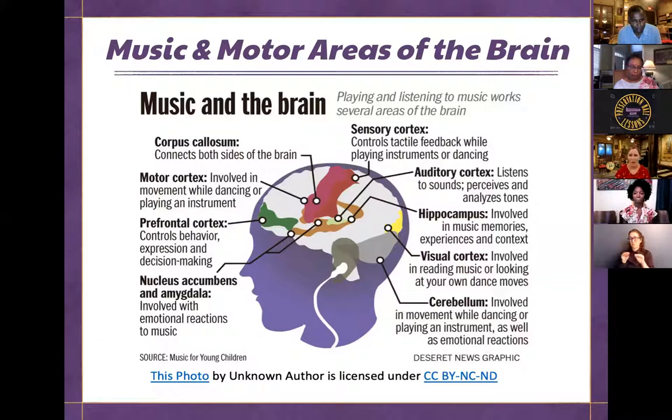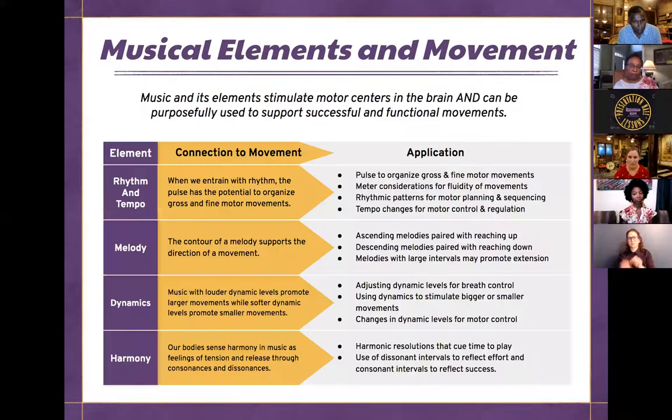So music directly accesses these motor areas of the brain. So when we take the time to create adaptive experiences for our students, we are helping them to actually optimize their brain function and be more successful. We can look further at how specific musical examples and elements can support adaptive movements as we go on to the next slide.